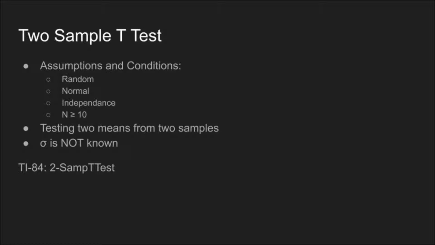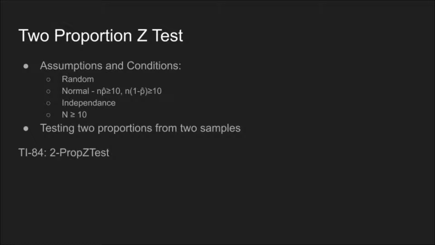Then you have the two sample t test, which is also testing two means from two samples, but the standard deviation is not known. Then you have the two proportion z test, which is testing two proportions from two samples.